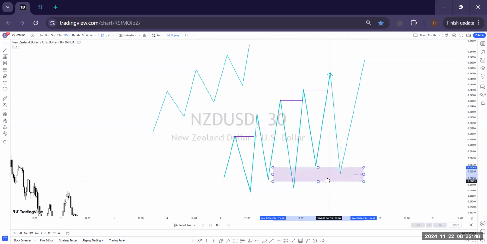And using the Quasimodo entry model, order block could be here. So both of them are correct, depending on where you want to take your trade from.